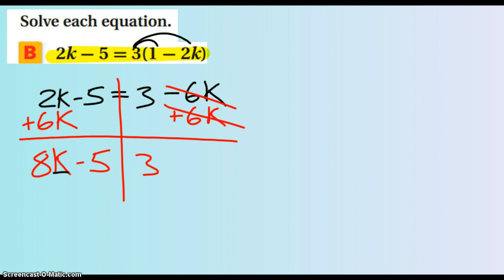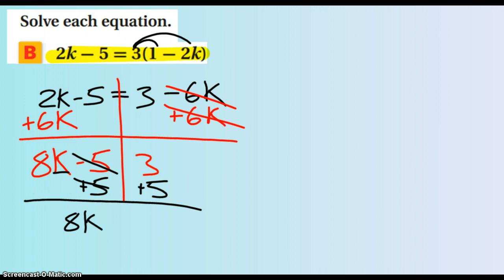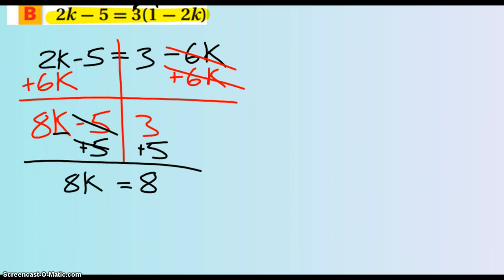Now I'm going to solve for k. I brought my k's together, my besties together. I'm going to add 5 to both sides. Negative 5 plus 5 cancels. I'm left with 8k equals 8. And k then has to equal 1. That's our identity property. 8 times 1 is going to be 8.